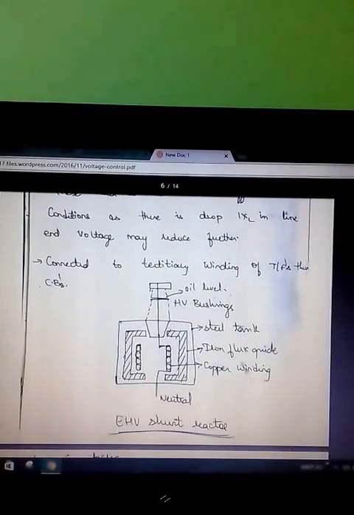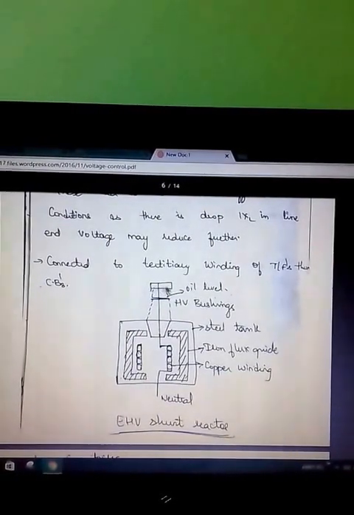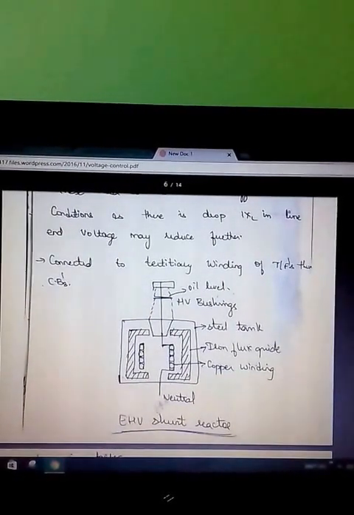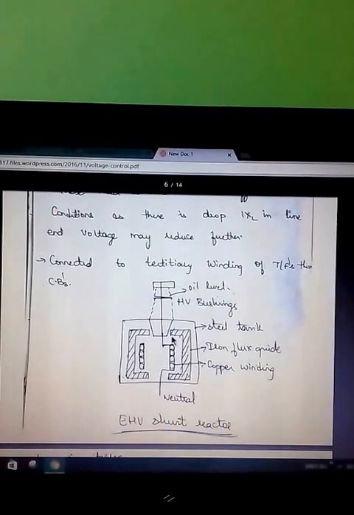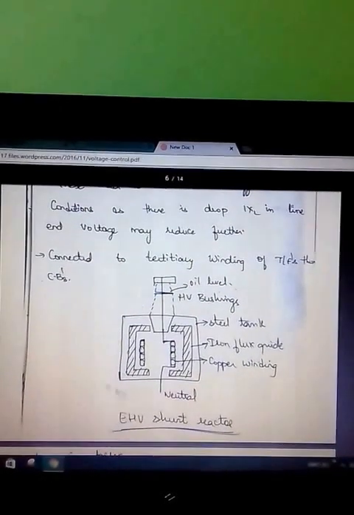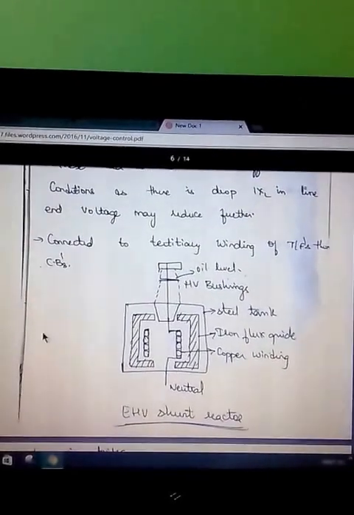This is the construction of a shunt reactor. This is my HV terminal, connected to the HV winding, and this is connected to neutral. There is a copper winding which introduces an inductance which absorbs the reactive power. This is the construction: steel tank, iron flux shunt, everything.